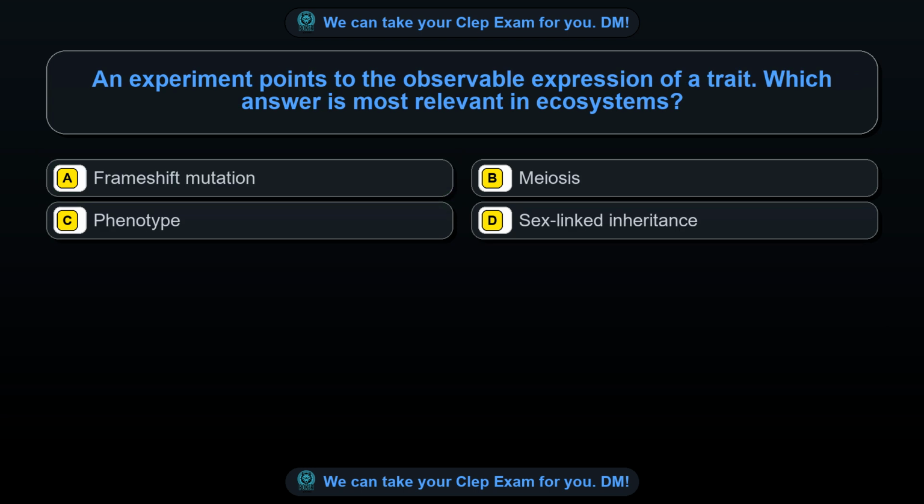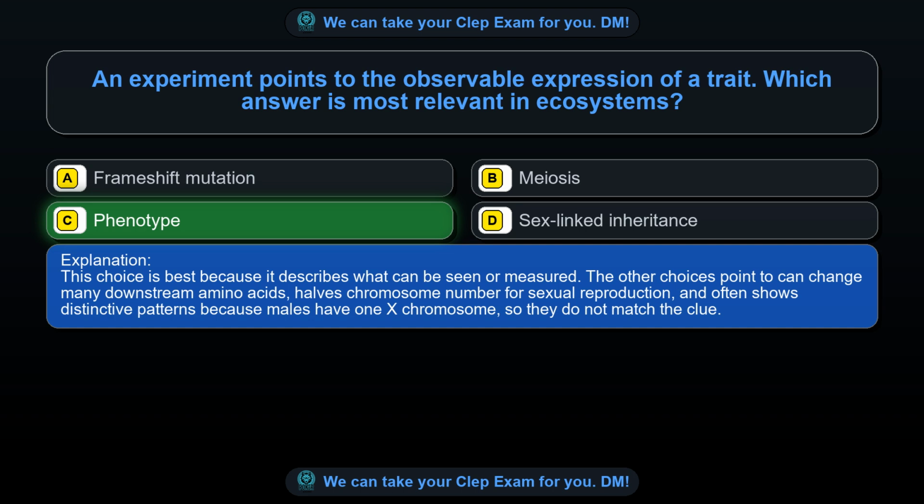Question 58. An experiment points to the observable expression of a trait. Which answer is most relevant in ecosystems? Option A, frameshift mutation. Option B, meiosis. Option C, phenotype. Option D, sex-linked inheritance. The correct answer is option C, phenotype. This choice is best because it describes what can be seen or measured. The other choices point to can change many downstream amino acids, halves chromosome number for sexual reproduction, and often shows distinctive patterns because males have one X chromosome, so they do not match the clue.